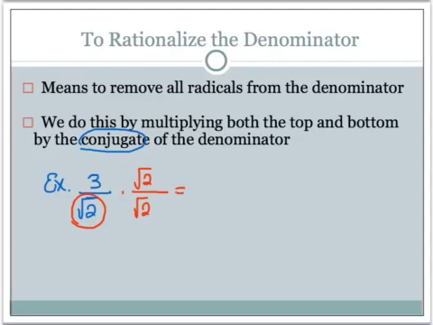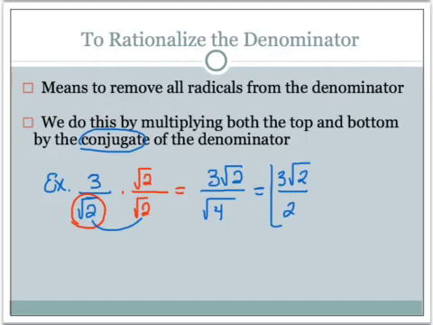Now when I multiply, the top gives me 3 times the square root of 2. And the bottom, we learned yesterday that if you multiply two radicals together, they must have the same index. And if they do, then you just multiply their radicands. So the square root of 2 times the square root of 2 is really the square root of 4. And I know what you're thinking, we could simplify that square root of 4. It becomes 2. So my final answer is 3 times the square root of 2 all over 2.